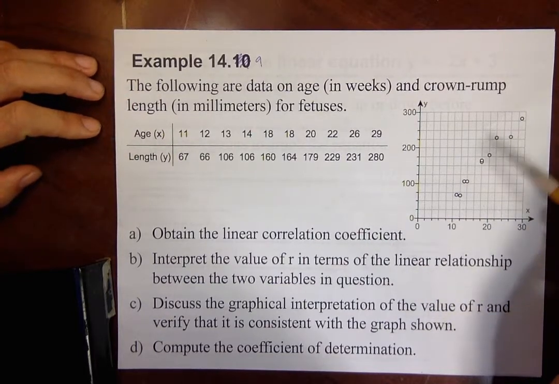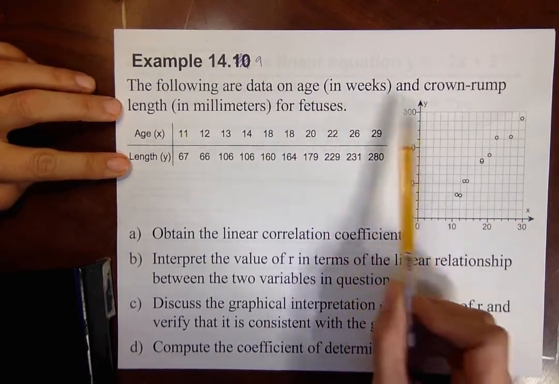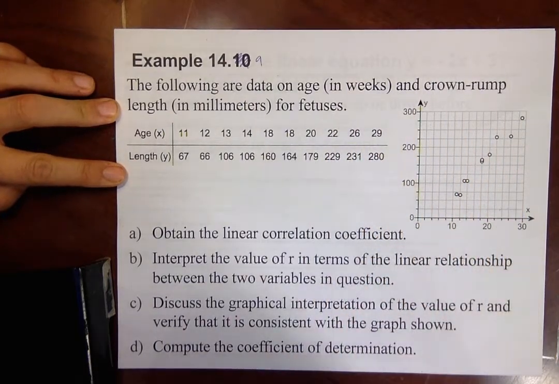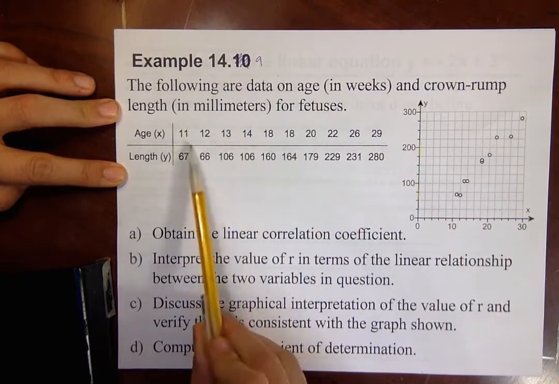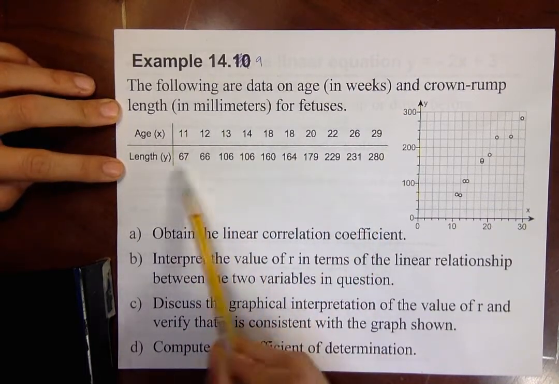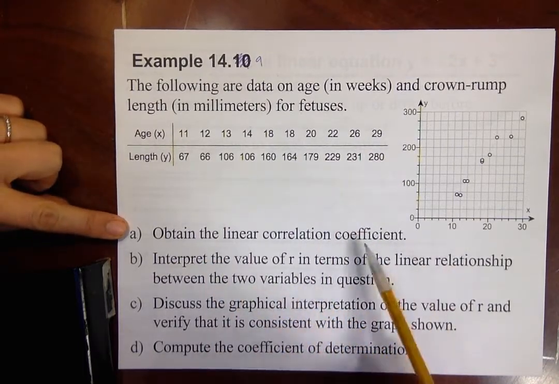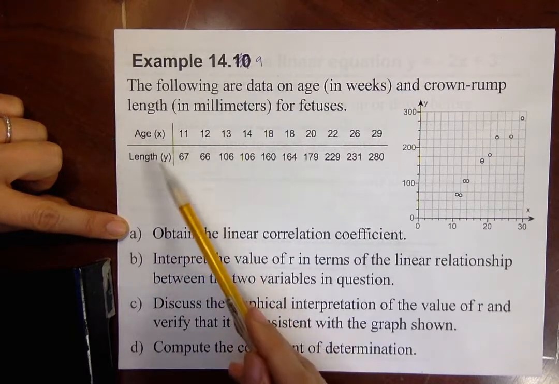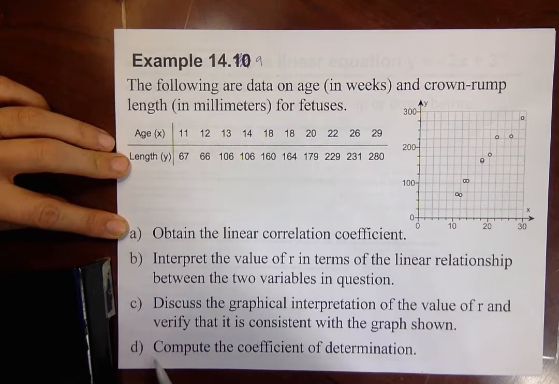So here is some data that I have. Following are data on age and the length of a fetus. So we have a bunch of fetuses that have been measured, how old they are in weeks relative to how long they are. So we're going to obtain the correlation coefficient between the age and the length. Certainly babies get bigger as they grow, so these two things should be correlated. And we're also going to hop all the way down here and compute the coefficient of determination.